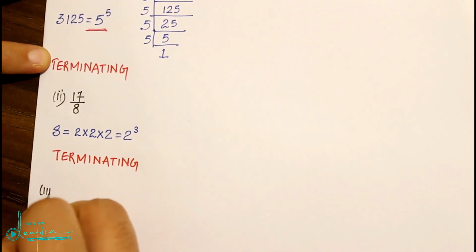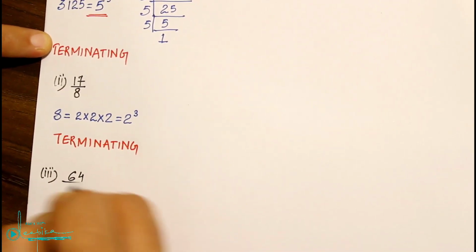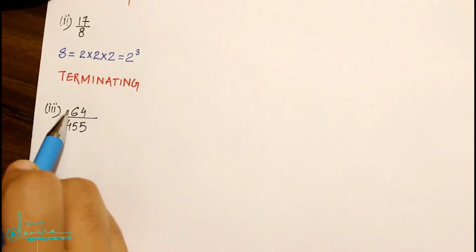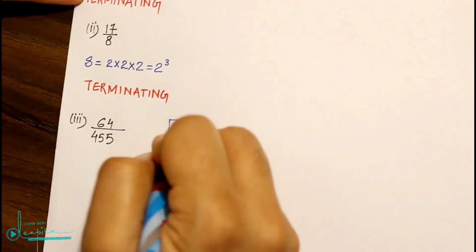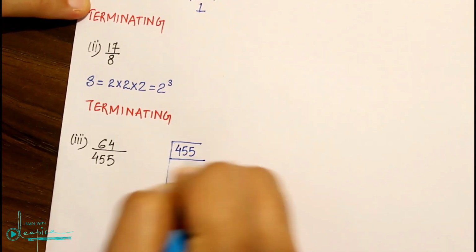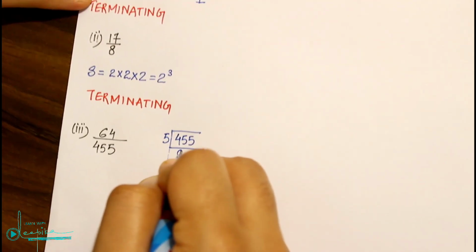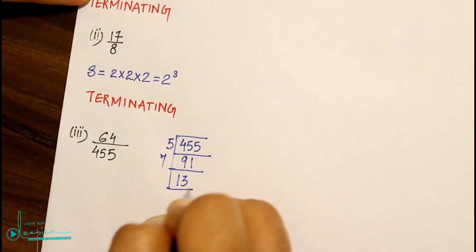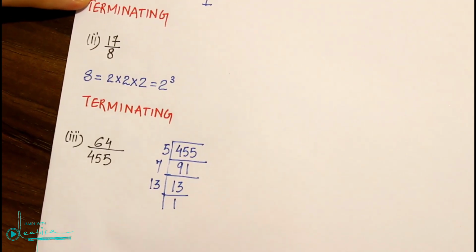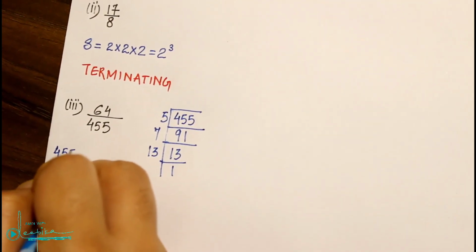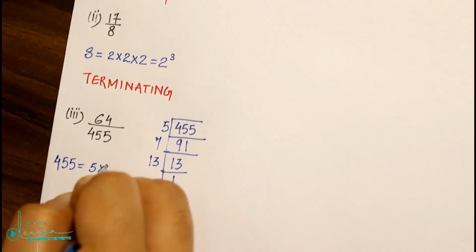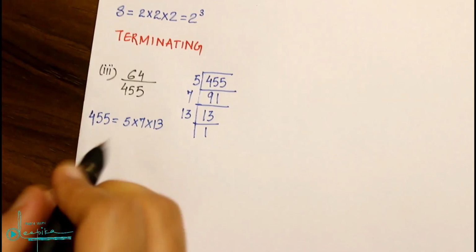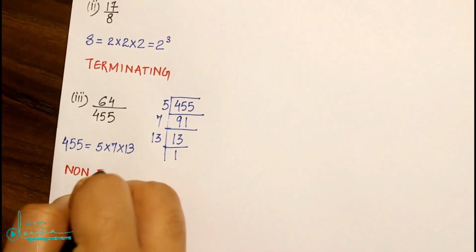Third part is 64 divided by 455. If you check, these two numbers are co-primes. Let's do prime factorization of 455. When you divide by 5, it's 91. Now you can see it's divisible by 7, 13, and 13 is a prime number, so it's 1. So prime factors of 455 are 5 into 7 into 13. Clearly it's not in the form of 2 and 5. That means this is non-terminating.